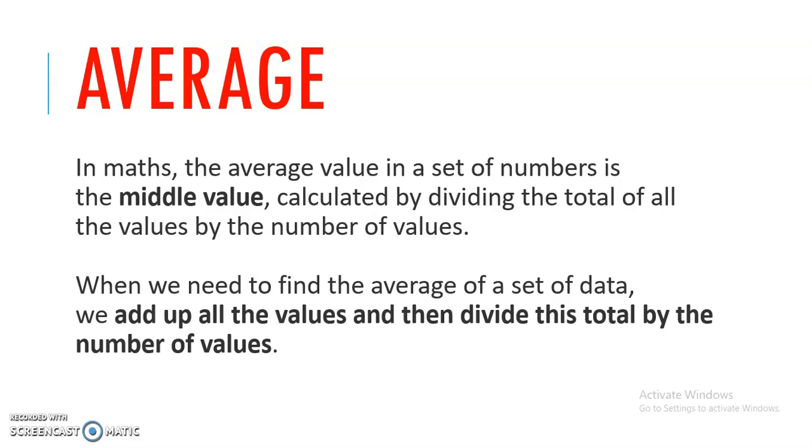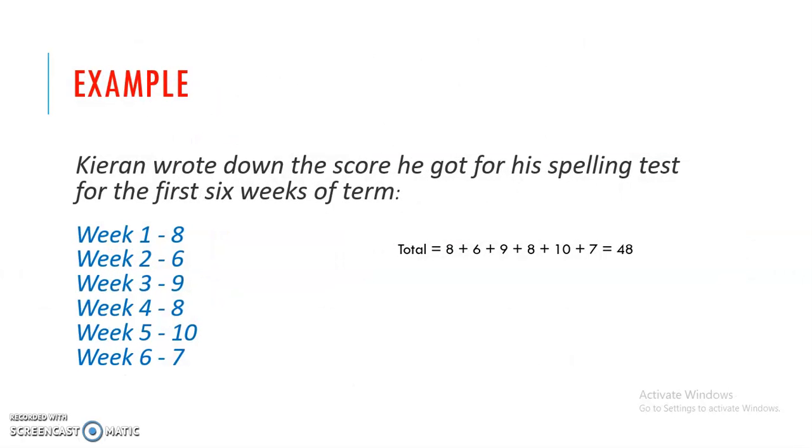Now when we need to find the average of a set of data, we add up all the values, then divide this total by the number of values. So if there are 5 values, divide by 5, if there are 7, divide by 7, if it's just 2, divide by 2. You add them up and divide by the number of values. Now let's look at some of our examples.